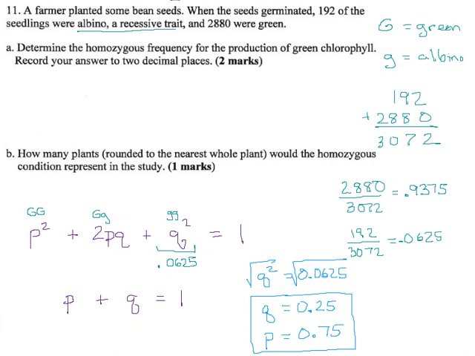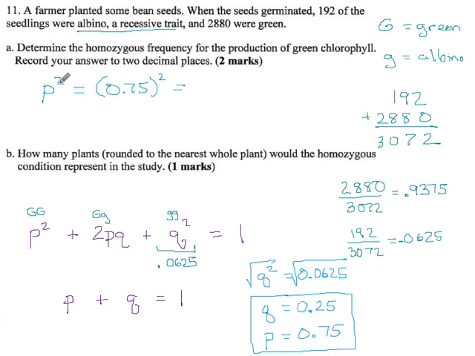And now that we have that, what do they actually want? Find the homozygous frequency for the production of green chlorophyll. So what is the frequency of a homozygous green plant is what this is saying. This is a bit of an odd phrasing, but no big deal. Homozygous means we're talking about either green or albino, and here they say they mean the green. So the homozygous greens are P squared, which would be 0.75 squared, which is going to be just over 50%.